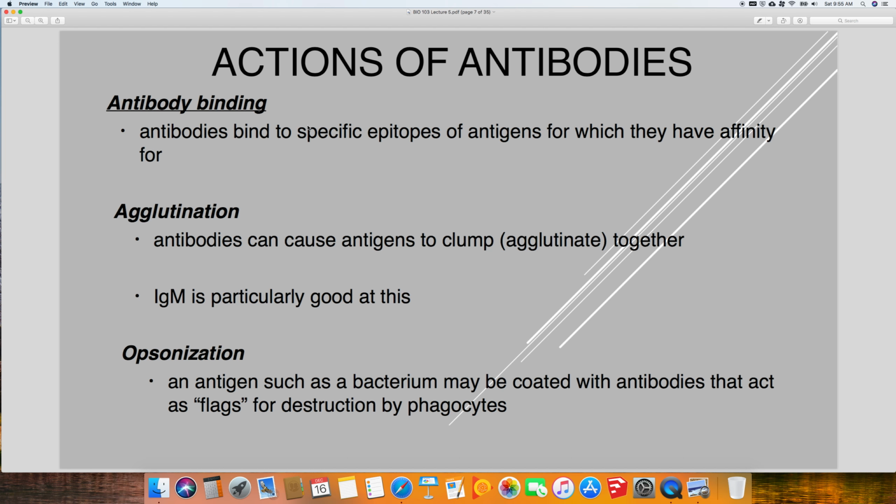So when that happens, they can cause these antigens to clump and then kind of precipitate them out of solution. Now, opsonization. Antibodies can act as flags. So things like IgG antibodies can act as flags, which will signal to phagocytes, hey, come destroy me.